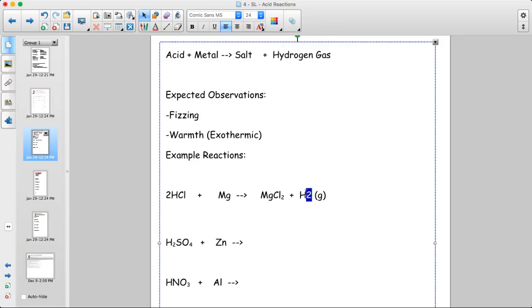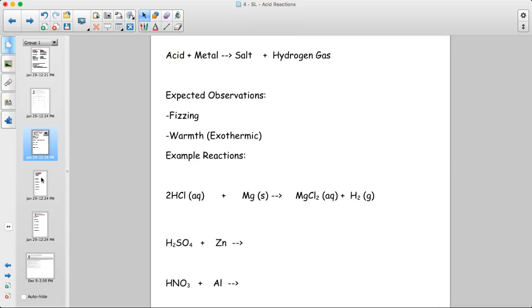So the acid reactions, if you remember to make the salt first, the other product should become very readily apparent when you do it. In our reactions, acids are going to be aqueous, metals are going to be solid, and the salts that are produced are going to be aqueous. So that's all we'll do for this one.